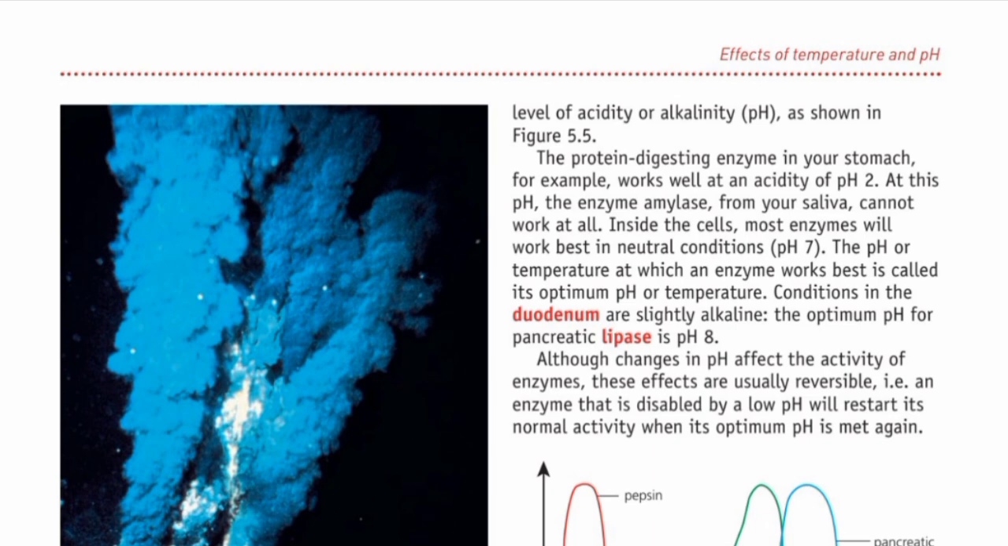And now the second enzyme is amylase. Amylase is the saliva enzyme that works best at pH 7, that is known as the neutral condition. Third is lipase. Lipase is an intestine enzyme that works best at pH 8, that is alkaline. This shows that enzymes are adapted to their environment.